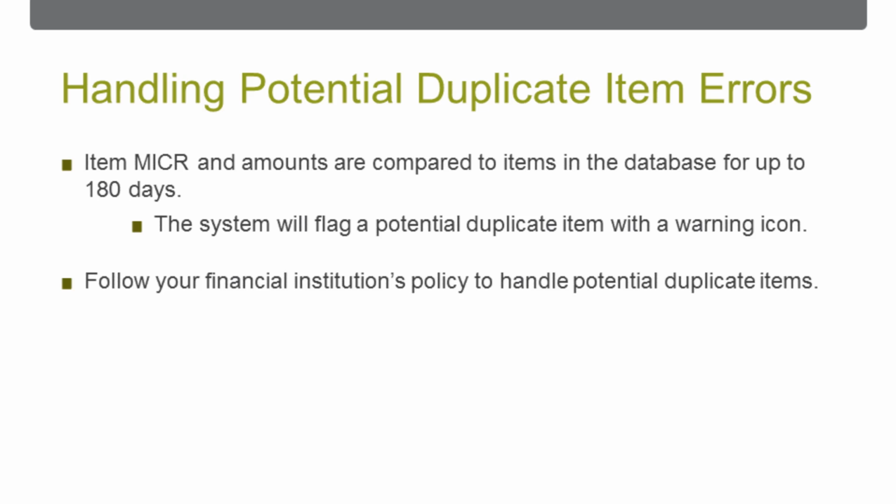On a best effort basis, as items are scanned, they're compared to other items in the database for up to 180 days. When the application recognizes a potential duplicate item, the item is flagged with a warning icon. Ensure that you follow your financial institution's policy pertaining to the handling of potential duplicate items.